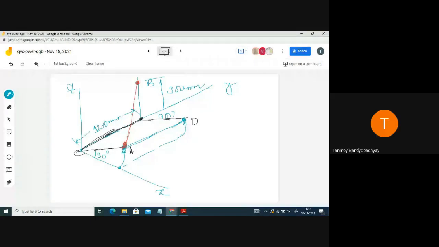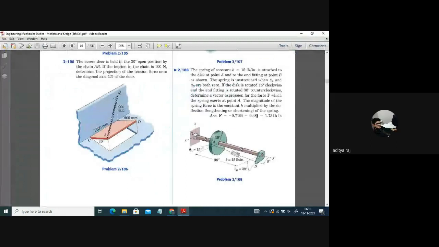So first, initially we have to calculate vector T. How do we calculate vector T? Could someone help me out? How do we calculate vector T?